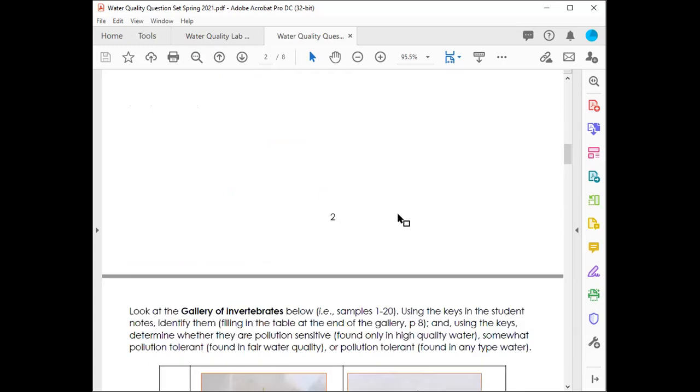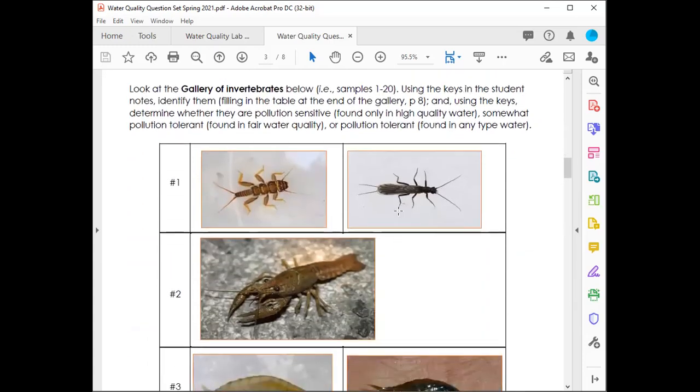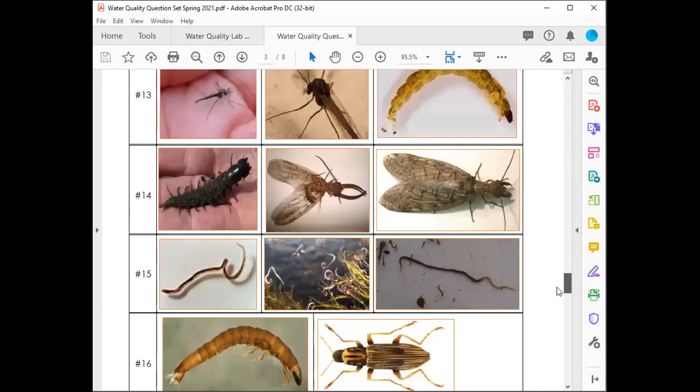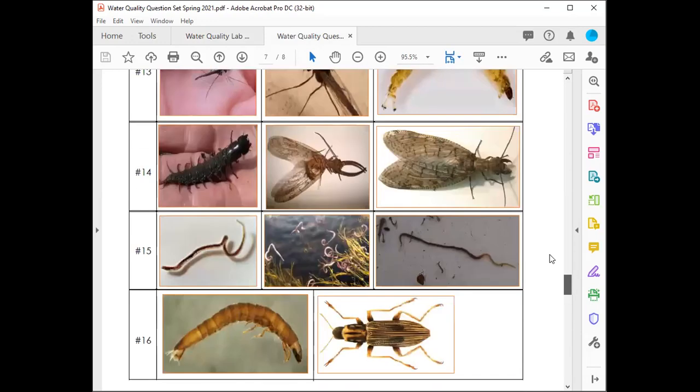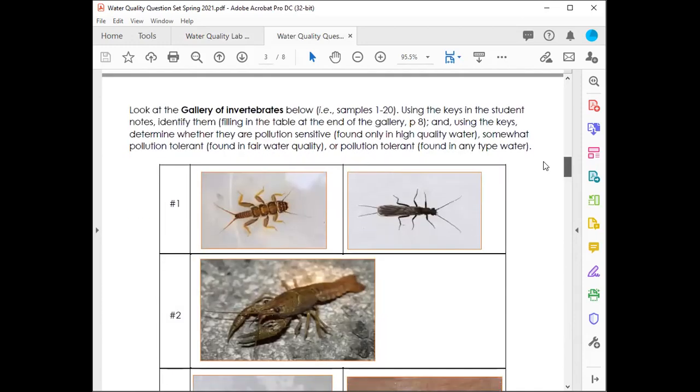All right. So if you go on, the next thing you're going to see is, I think there's 20 something of these. Let's see how many there are. 20 different invertebrates that live in water. And the idea is that you will identify these.